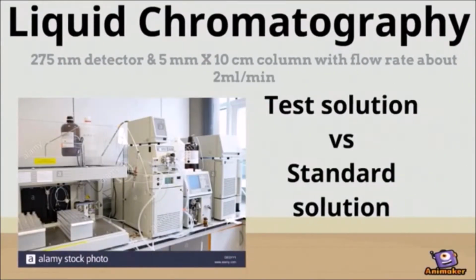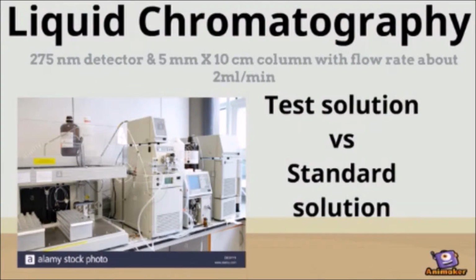For the LC system, it is to compare the retention time and peak responses of the major peak in the chromatogram of the assay preparation and the chromatogram of the standard preparation. The LC system should comprise a 275 nanometer detector and a 5 mm x 10 cm column that contains 5 micrometer packing L1, with a flow rate of about 2 mL per minute. The requirements are met when the results of both assay preparation and standard preparation are similar to each other.